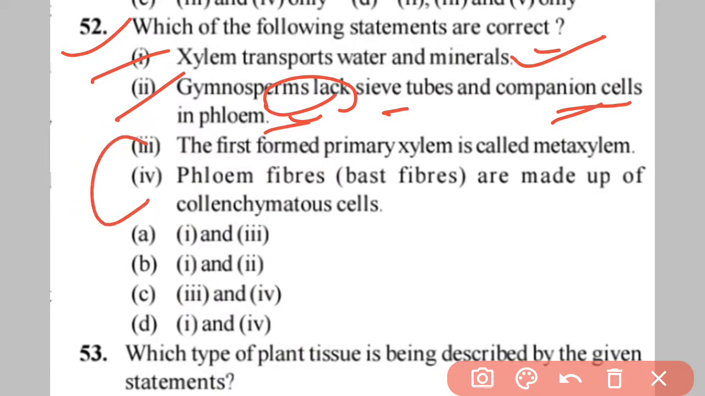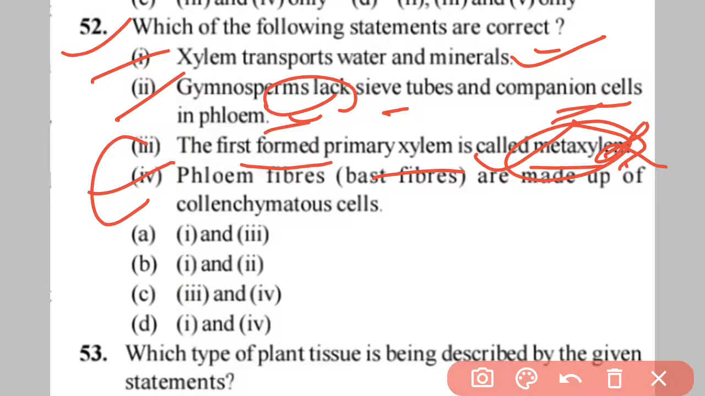Let's check the others too. The third: the first formed primary xylem is called metaxylem. No, it is not called metaxylem. It is mainly known as protoxylem. The first formed primary xylem is normally known as protoxylem and the second formed is called metaxylem, not the first formed.